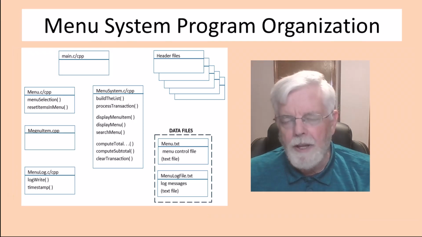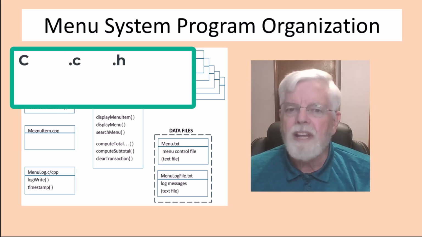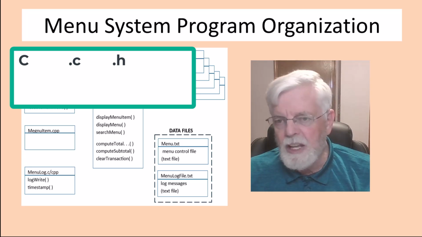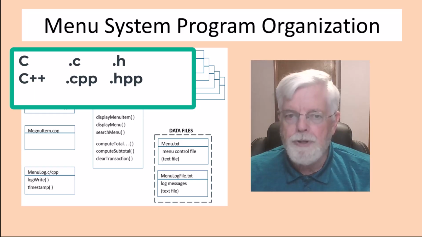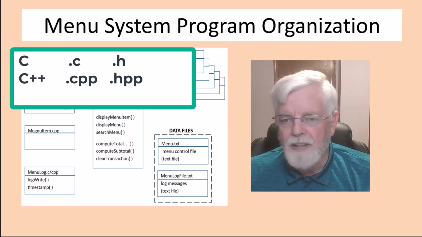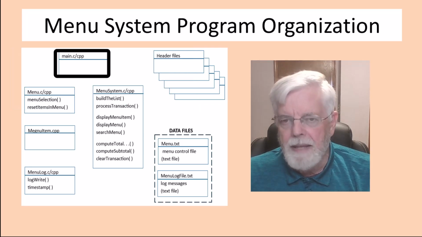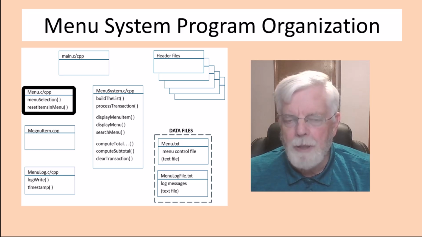I am providing working code in C and C++ for most of the program. Code is saved for the C language version of the program with file names ending in .c or .h. Code is saved for the C++ version of the program with file names ending in .cpp or .hpp. Main.c or main.cpp contains the top-level logic. Menu.c or .cpp contains functions or methods used by main for running the program.